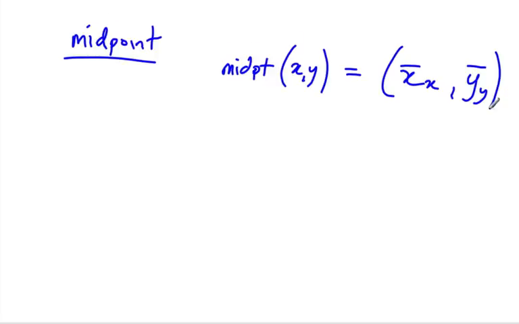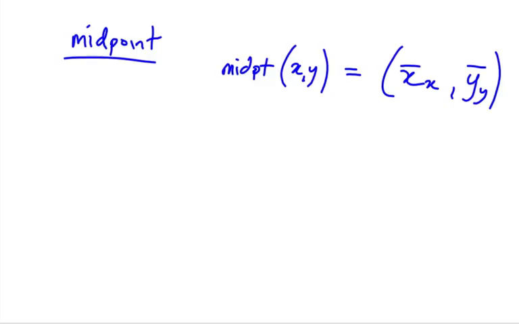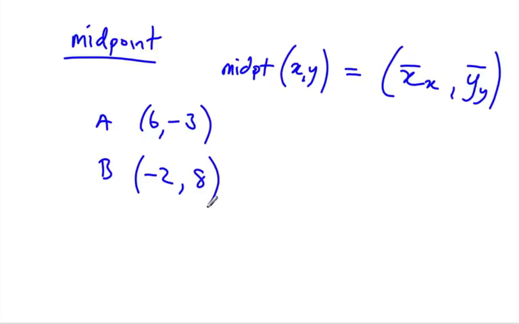And that's it. So if we go back to our point down here, that one, and we ignore all the distance stuff. In fact, 6 minus 2, negative 3, 11. Let's just do this. Just make up a couple more points. Negative 2, 8. So we've got 2 points A and B, and we want the midpoint of this.